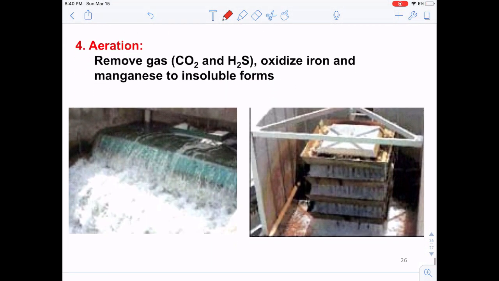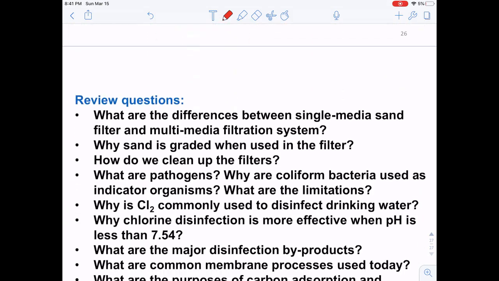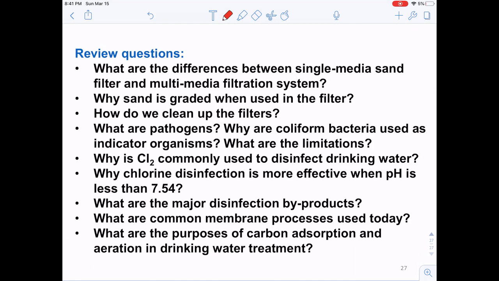So we can also use the aeration. What that means is that we can generate bubbles or make the water more turbulent. What this can do is remove the gas in the water, and it can also help oxidize the iron. So it can oxidize the ferrous ion into ferric ions. And the ferric ions typically will have a lower solubility in water, so that we can remove these ions from the water. Okay? So that's all for the contents of this class.